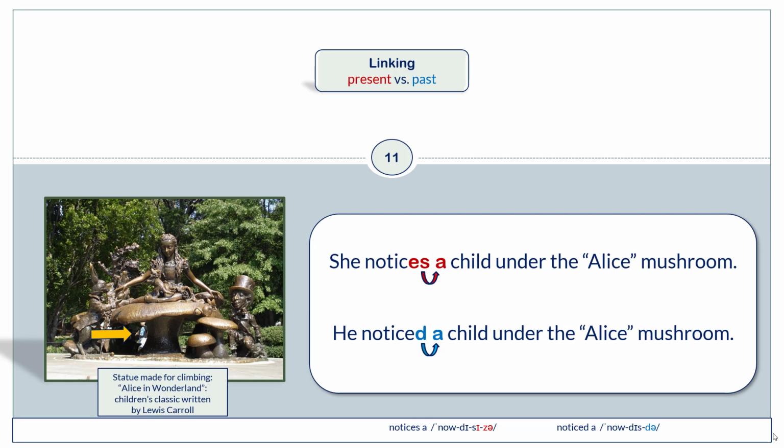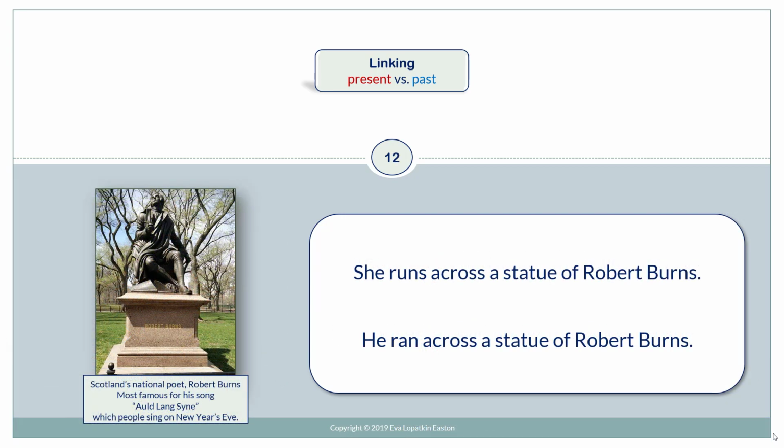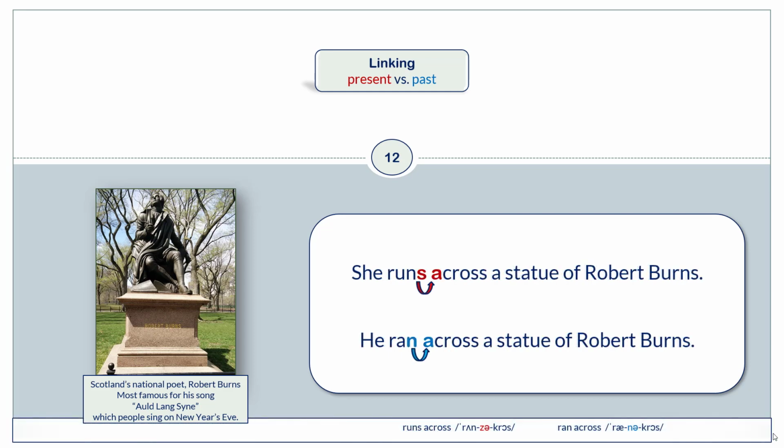She notices a child under the Alice mushroom. He noticed a child under the Alice mushroom. Notices a. Noticed a. She runs across the statue of Robert Burns. He ran across the statue of Robert Burns. Runs across. Ran across.